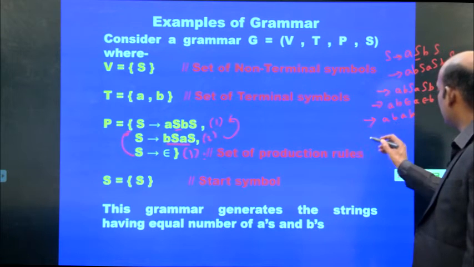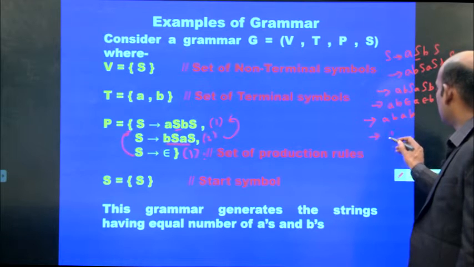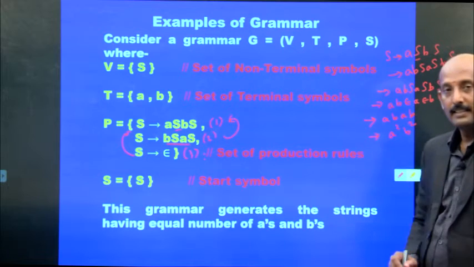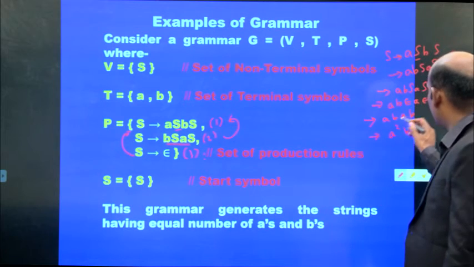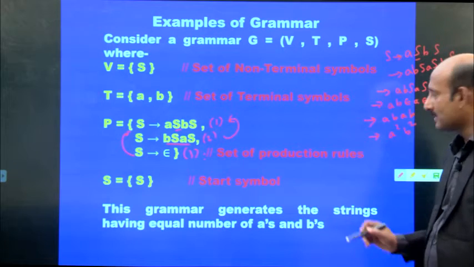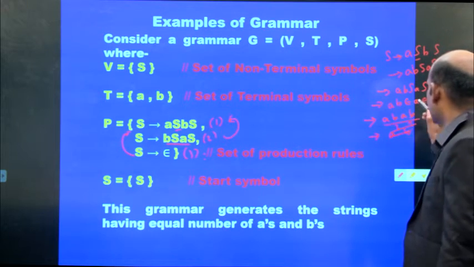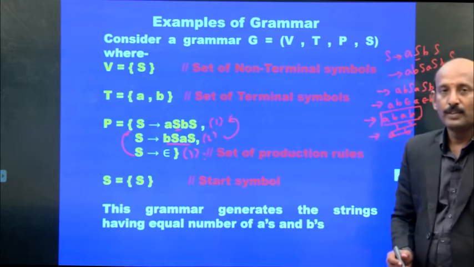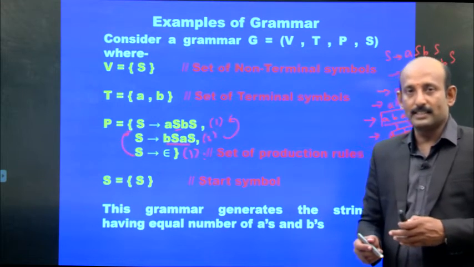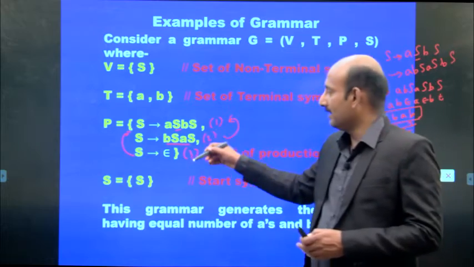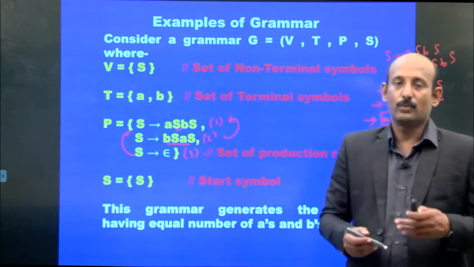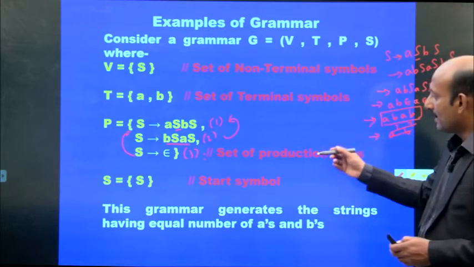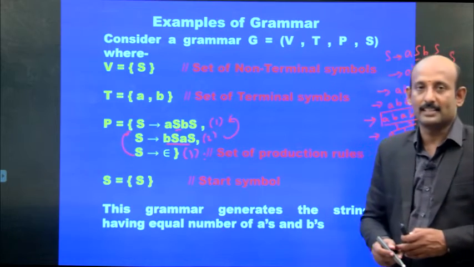So how many A's are there? A squared, likewise B squared. That means two A's and two B's. That is equal number of A's and equal number of B's, like that. So we may get equal number of A's and equal number of B's. So what we have to do in this one, we have to apply these productions one into another. That is, recursively we can go for applying that one, this grammar that generates the set of strings like this.